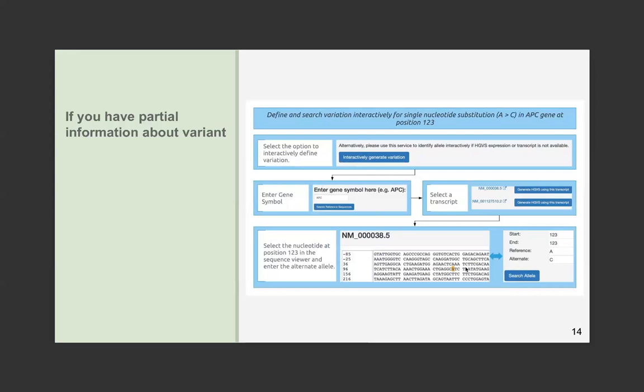here and the position as a function of transcript and alternate and reference allele. So you should be able to get the exact CA identifier.